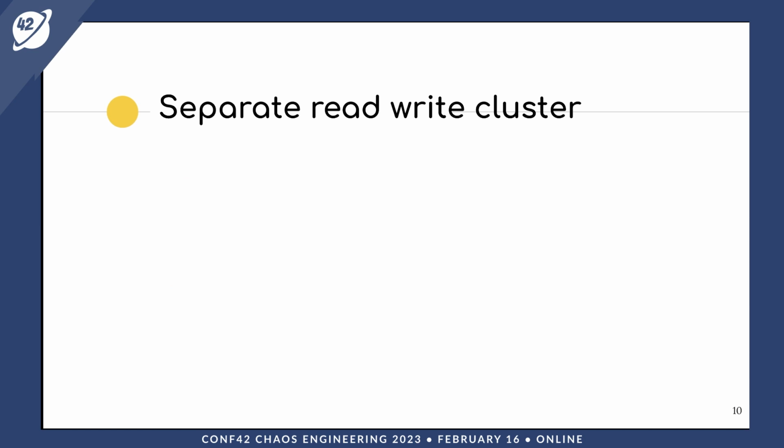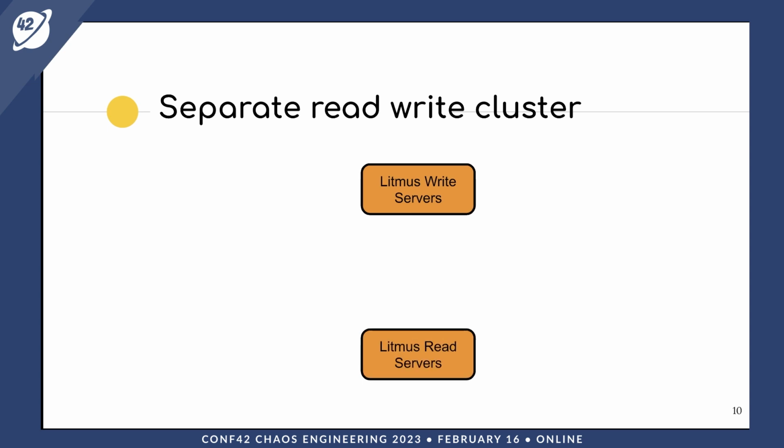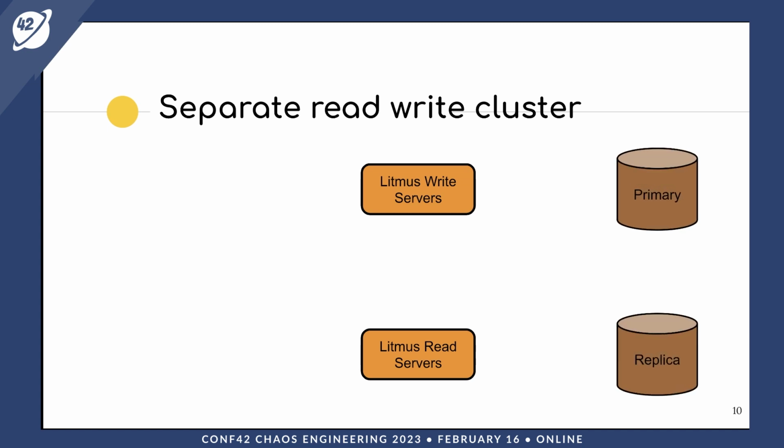So what we did next, we separated the read and write cluster, right, to scale it better because the throughput difference was quite large. So let's go to the architecture. We have Litmus write servers, we have Litmus read servers, we have a primary database, and we have a replica, which will be replicating all the data from primary on its side.